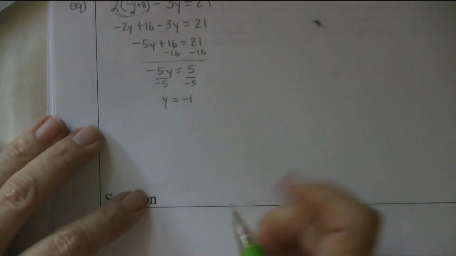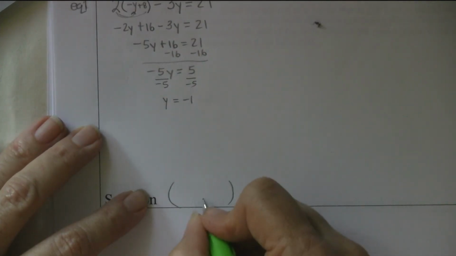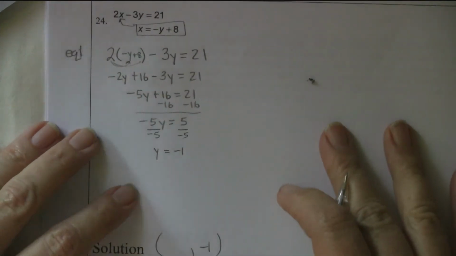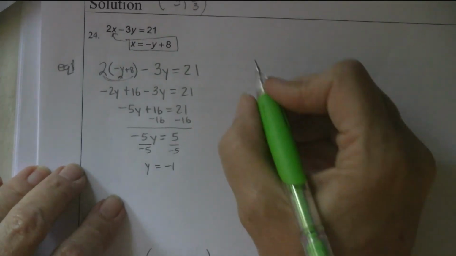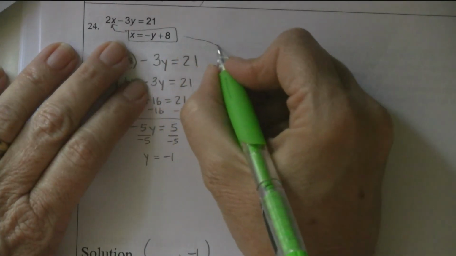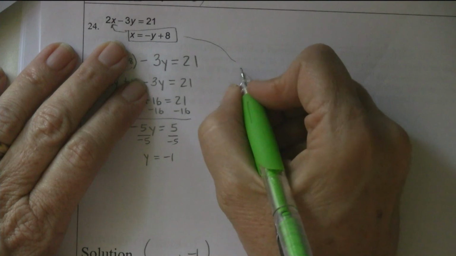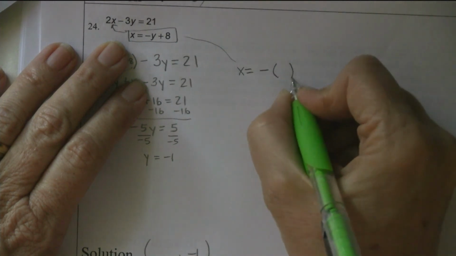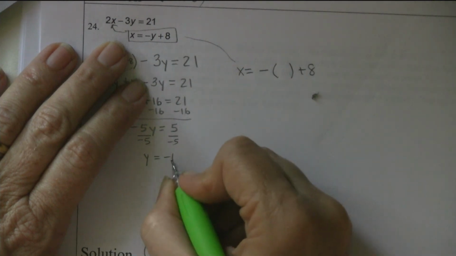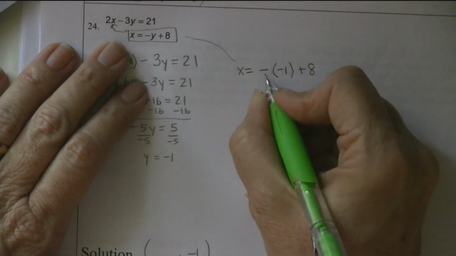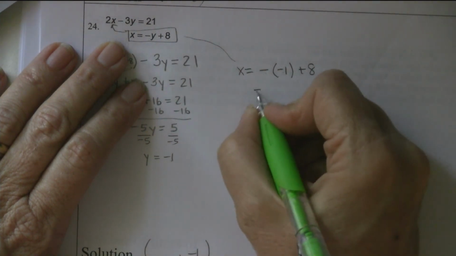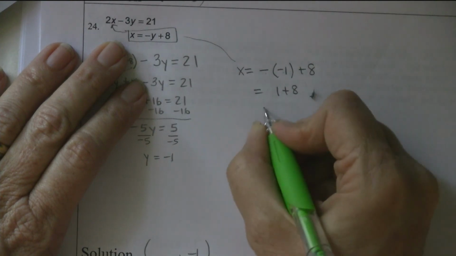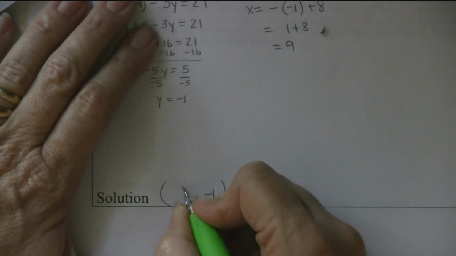And then you would need to write this as an ordered pair. And so we just found y is -1. We need to find out what x is. So plugging back in here is the easiest, best place to find x. X equals negative of y plus 8. Well, what was y? It was -1. Negative of a negative is a positive, 1 plus 8, so x is 9.